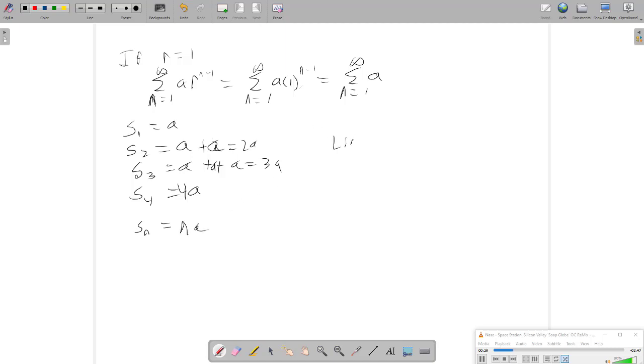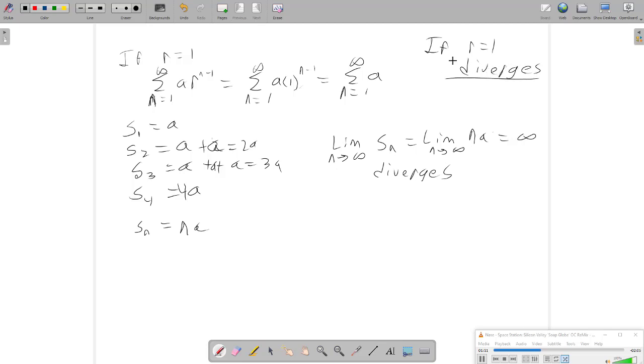So what's the limit as n goes to infinity of S sub n? Well, that's the limit as n goes to infinity of n times a, which equals, as long as a isn't 0, infinity or negative infinity, but regardless, it diverges. So if r equals 1, it diverges. So that takes 1 out.